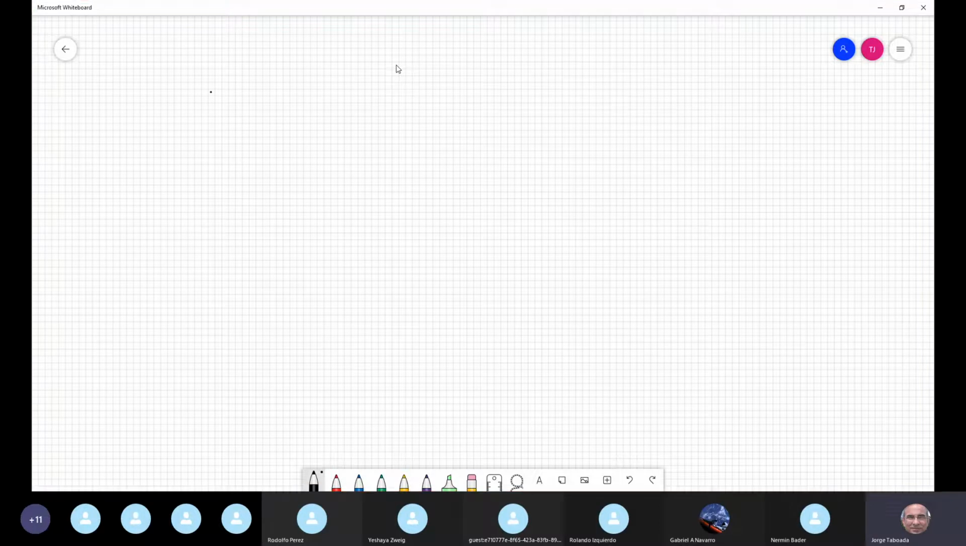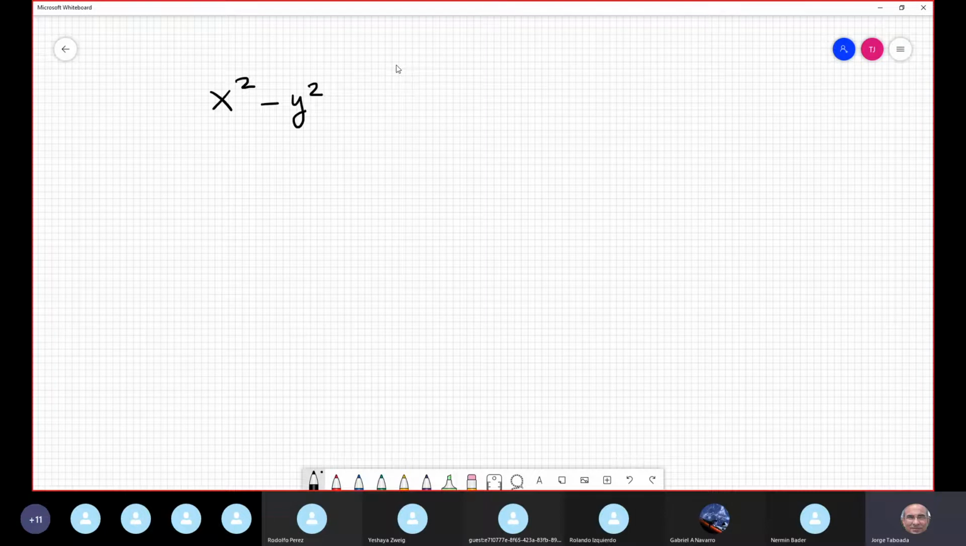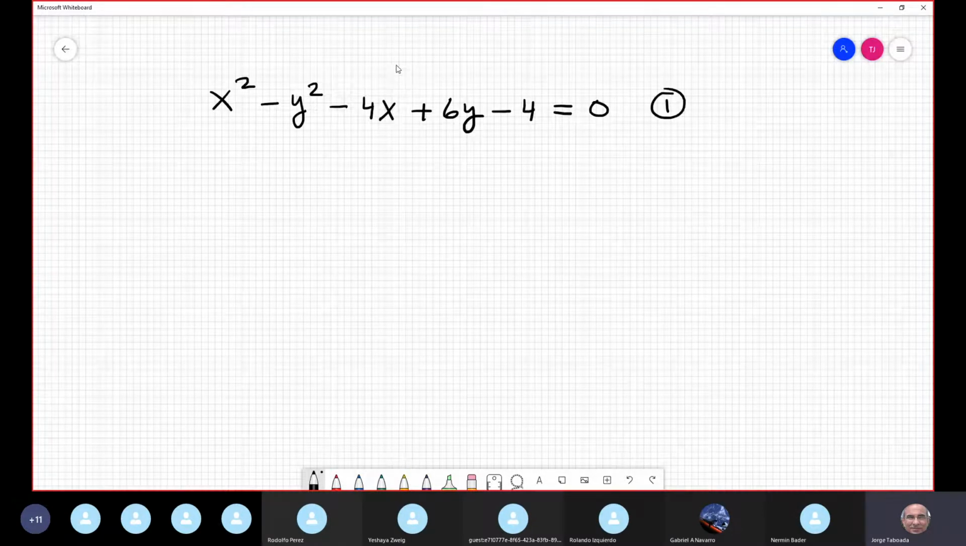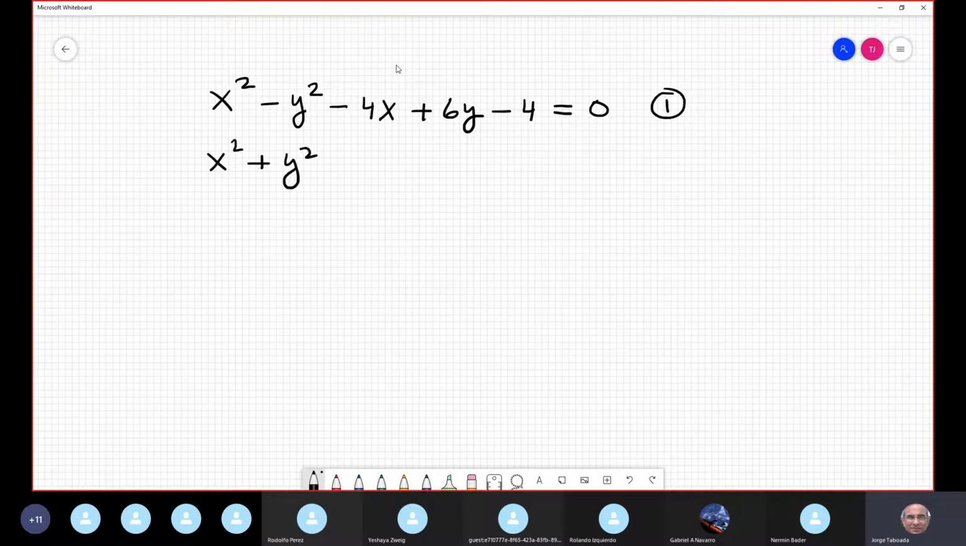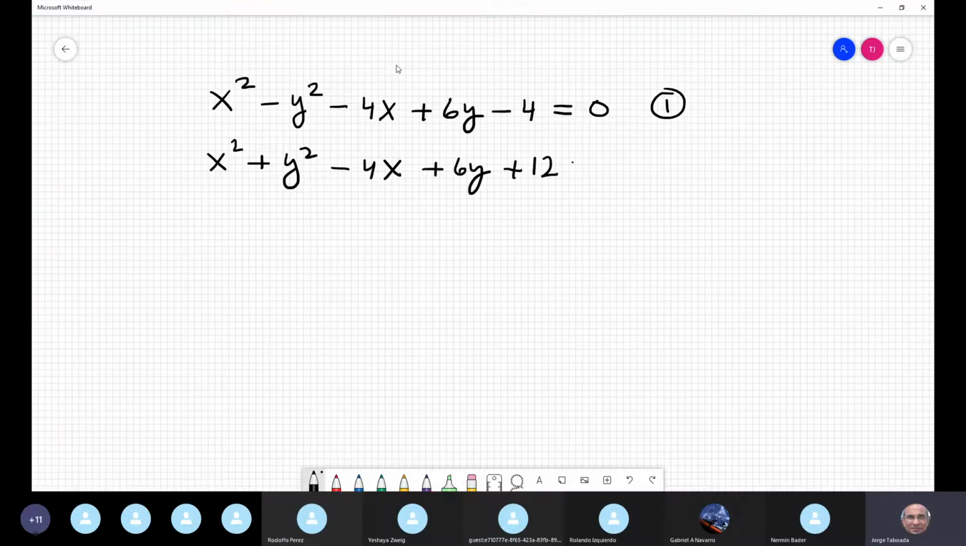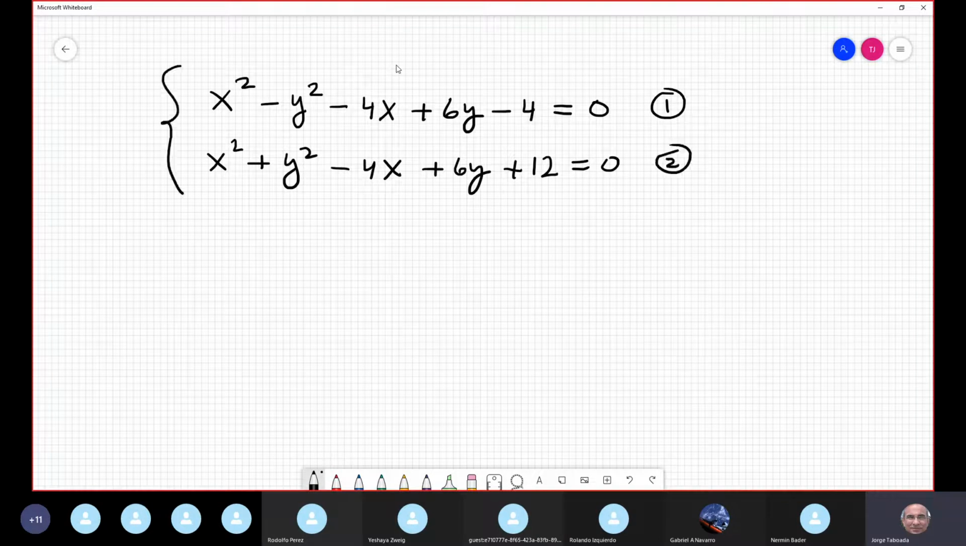Look, x squared minus y squared minus 4x plus 6y minus 4 equals 0. This is my first equation. And my second equation is x squared plus y squared minus 4x plus 6y plus 12 equal to 0. Equation 2. This is my system, non-linear system.